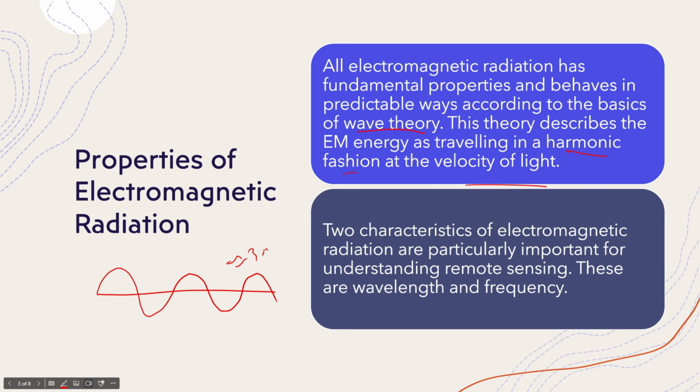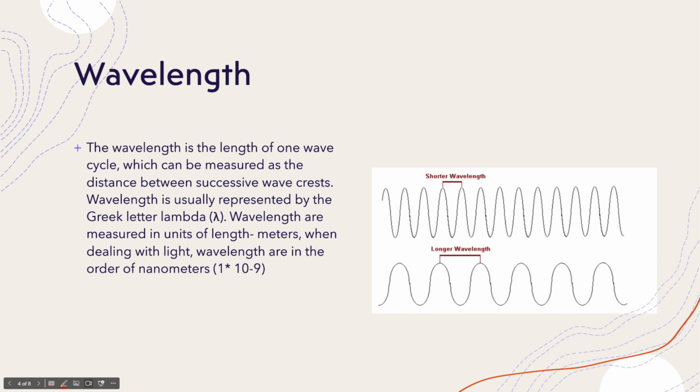Two characteristics of electromagnetic radiation are particularly important for understanding remote sensing: the wavelength and the frequency. If we understand what the wavelength is and what the frequency is, then we understand electromagnetic radiation, and which electromagnetic radiation is useful for our remote sensing purpose. Okay, and what actually is the wavelength? It's just the distance between two successive crests or two successive troughs.